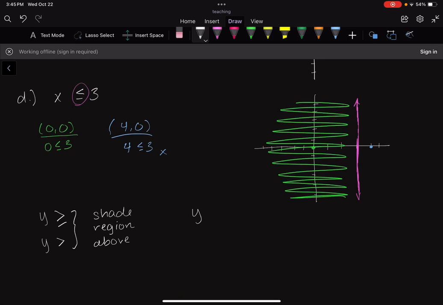If it's a y less than or y less than or equal to, then you will shade the region below your line.